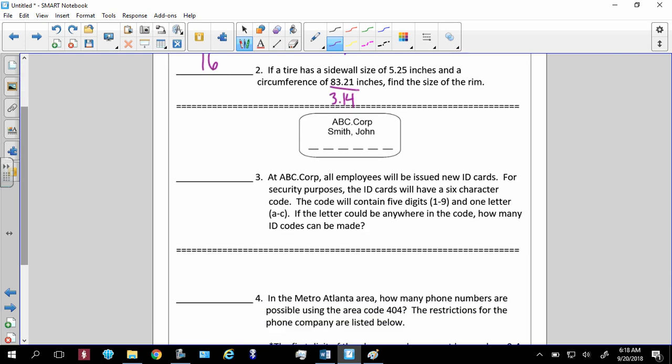All right. Question number 3, a lot of folks got wrong. Let's see, all employees will be issued new ID cards. For security purposes, the ID card will have a 6-character code. All right. The code will contain 5 digits, 1 through 9.